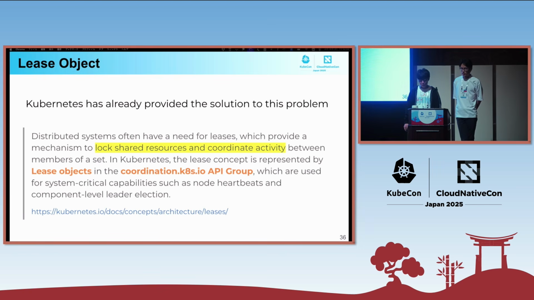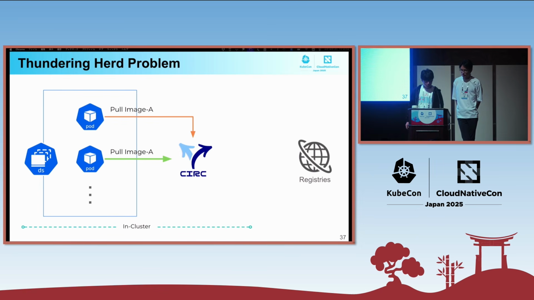Leases allow members of a set to lock a shared resource and coordinate activity. We use this existing Kubernetes feature for a single-flight mechanism to prevent the thundering herd. Let's revisit the base problem that leads to this problem with a daemon set. If image A is not in CIRC, without coordination, CIRC might end up sending multiple identical requests to the origin registry. This is exactly what we want to stop.